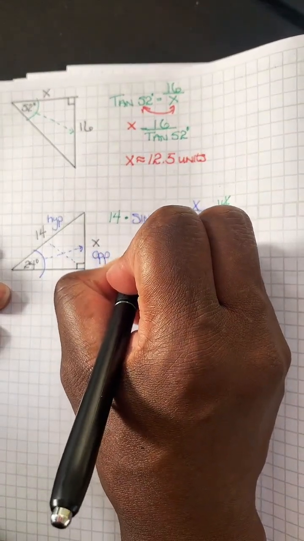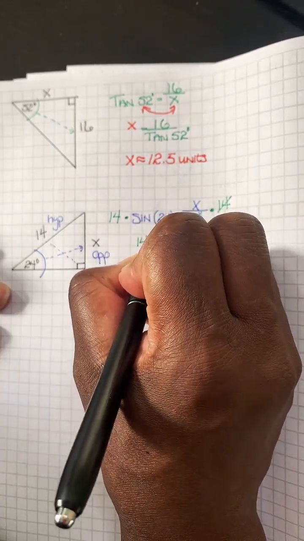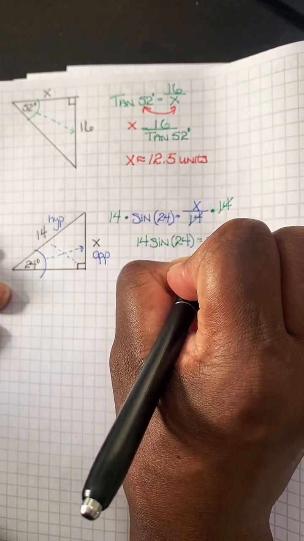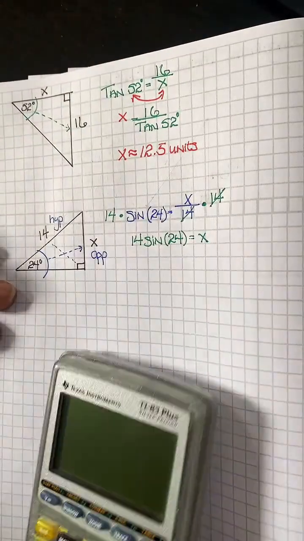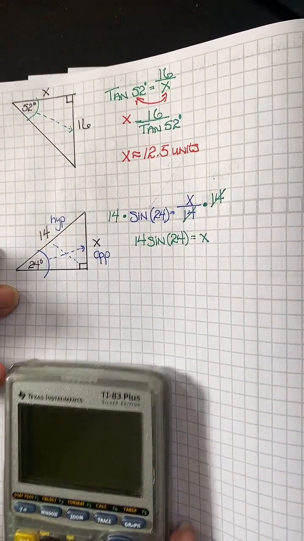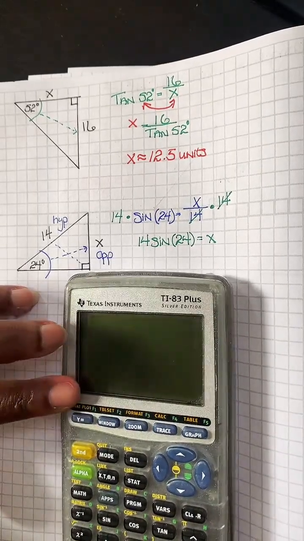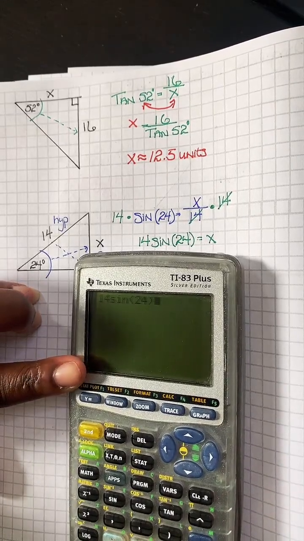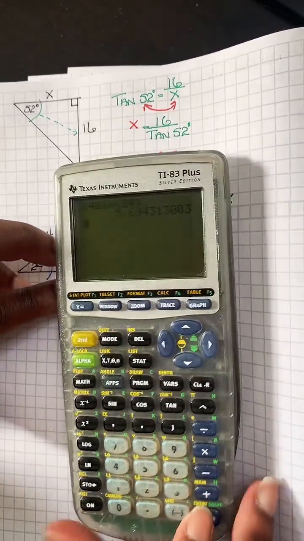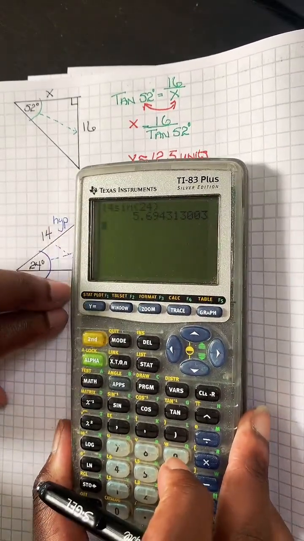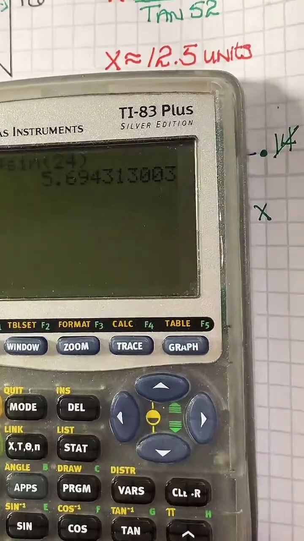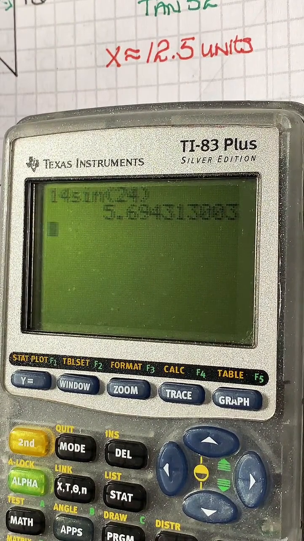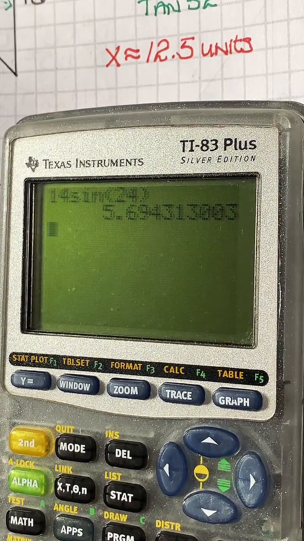So that means you're going to have your 14 times the sine of 24, and that equals your x. So then you go to your handy dandy calculator. You type in your 14, then you put in your sine, then your 24, and then you hit enter. All right, round it to the nearest tenth. What do we have?